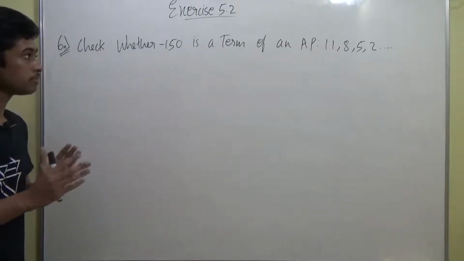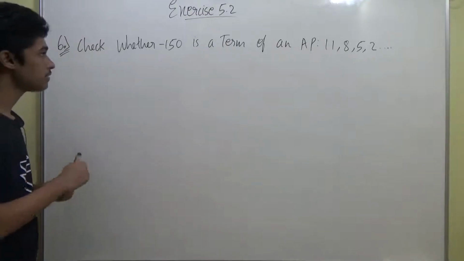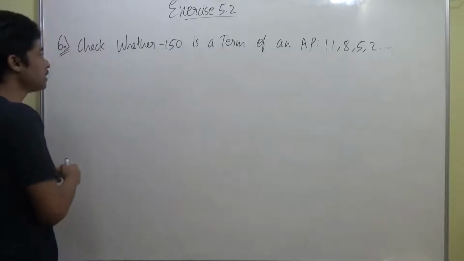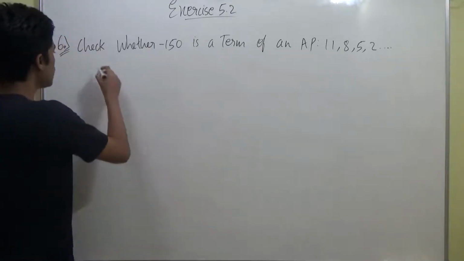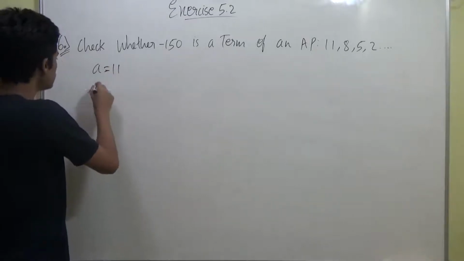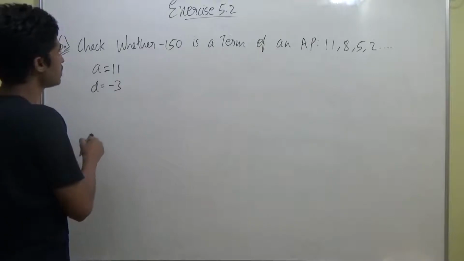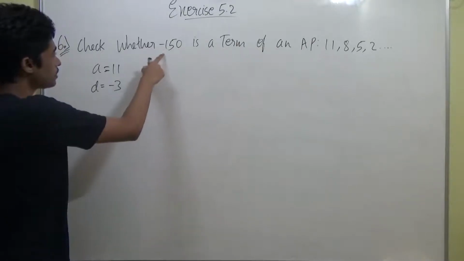If it is not a natural number, if it's a fraction or a decimal, we'll say it doesn't come in, it's not a term in that AP. So what we'll first do is, first A equal to 11, right guys, and D equal to minus 3. And then we have to check whether this comes in that AP.